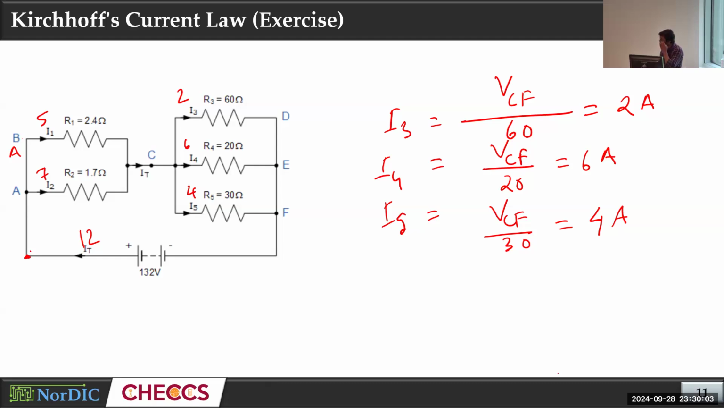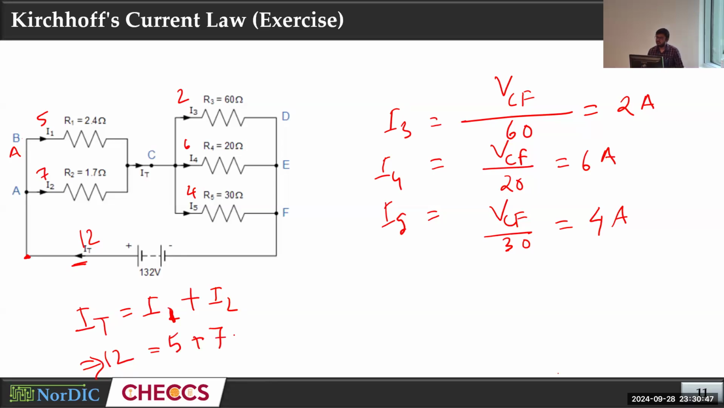For node A, which current is entering? At node A, we have three currents, right? IT, I1, I2. Are there any other currents at node A? Only three: IT, I1, I2. Which current is entering? IT. Yes, you look at the direction of the arrow. So IT is entering, and I1 and I2 are both leaving node A. So IT equals I1 plus I2. Now IT is 12, I1 is 5, I2 is 7.